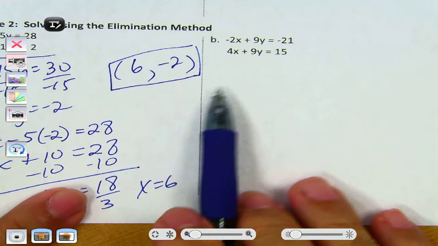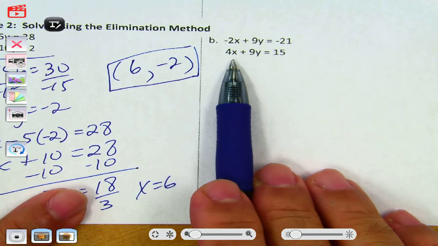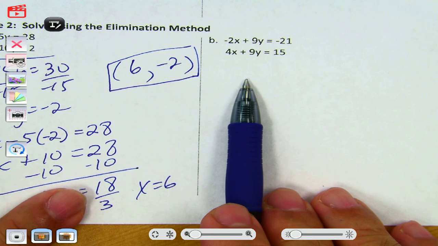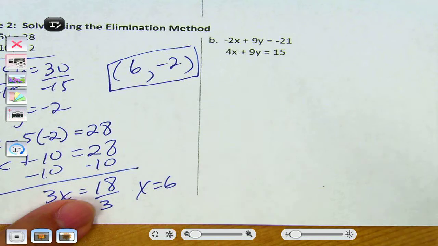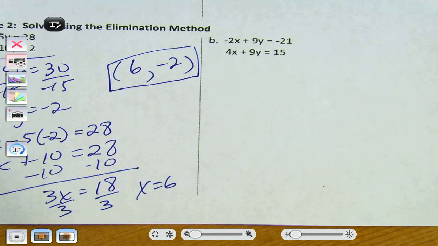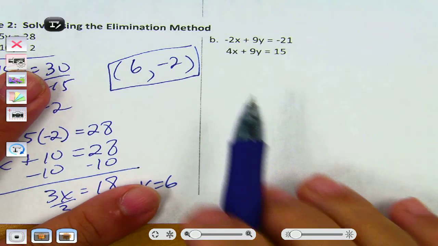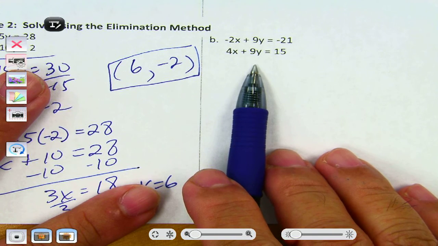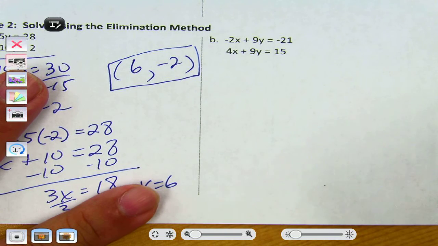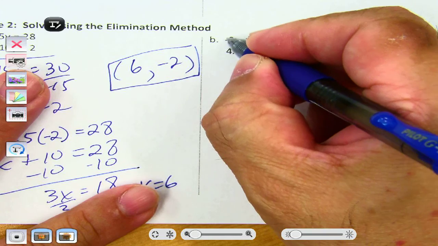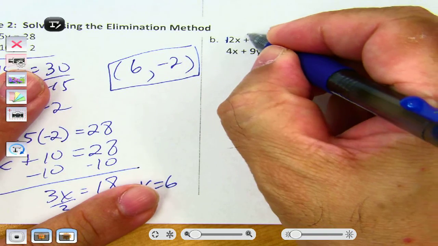Now look at this. If I add negative 2 and 4, do they cancel? No. If I add 9 and 9, do they cancel? No. 9 plus 9 is not 0. But I know what the people were thinking. If you subtracted those two, they would cancel. But you can't. So what I'm going to do is change signs of one of the equations. I'm going to take the first one, and I'm going to change that negative 2x to a positive 2x. Change the 9 to a negative 9.